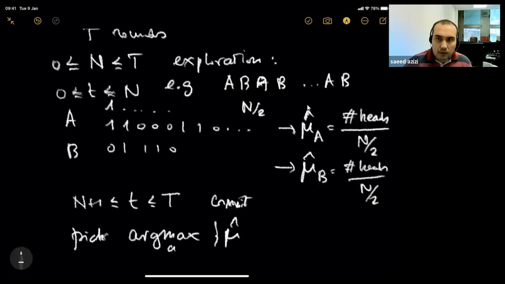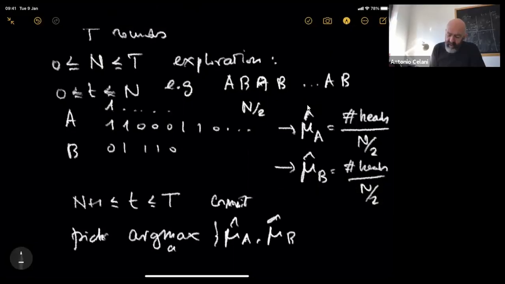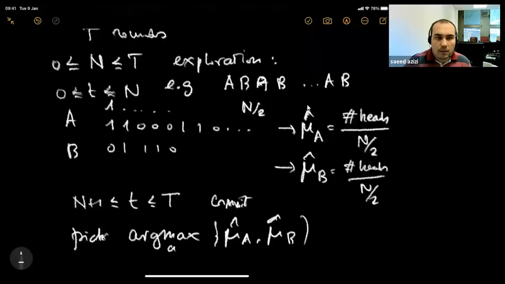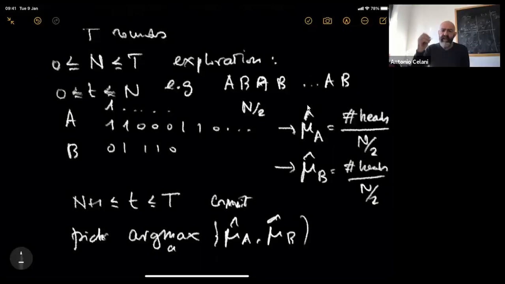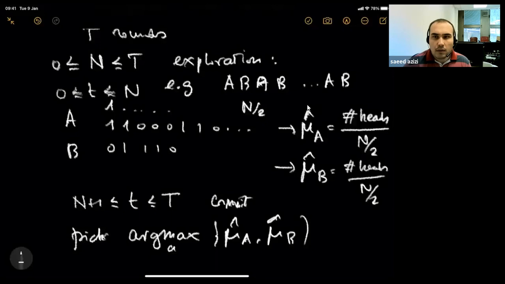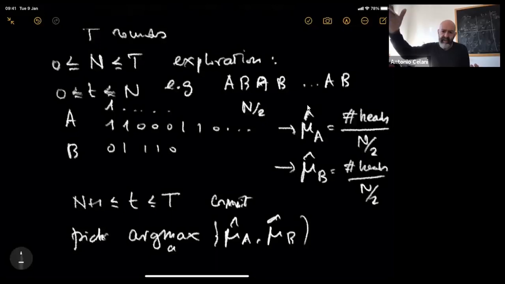Professor, what was n here? N here was the number of rounds in which you do exploration, okay? So in the first part, you just flip between the two coins. You say coin A, coin B, coin A, coin B, coin A, coin B. And you do that overall for capital N times. And you know that the total number of times that you can flip the coin is capital T, which is larger. Okay, so in the first phase, you flip the coins alternately. And in the second case, you stick to the coin which was performing the best after the first n rounds.